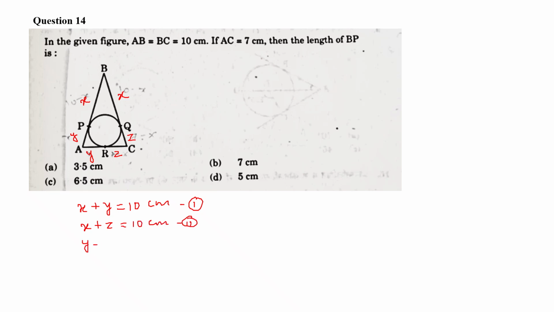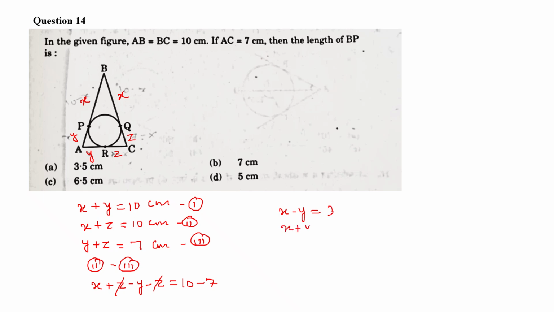And Y plus Z is given as 7 centimeter. This is my number 3. Now if I'm going to subtract second and third, second minus third, what will I get? X plus Z minus Y minus Z equal to 10 minus 7. Z and Z cancel, and I have got X minus Y as 3. Already X plus Y I have 10.